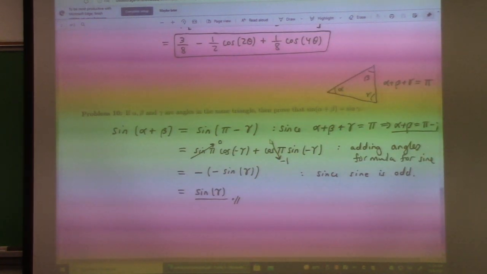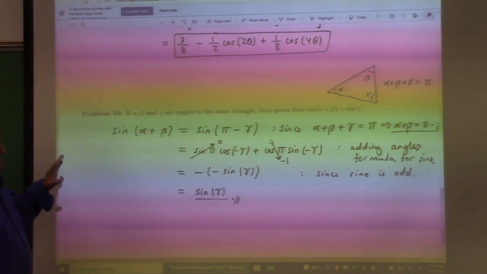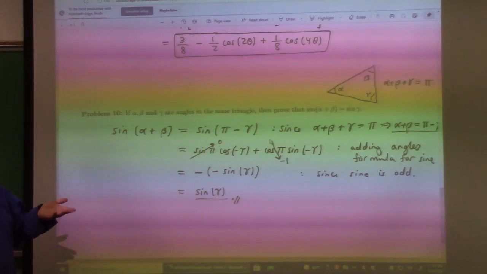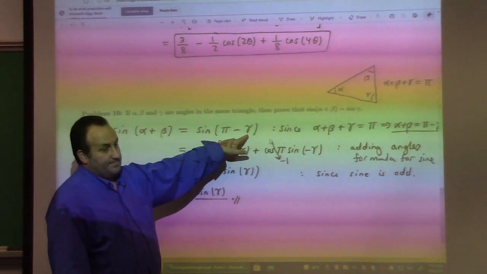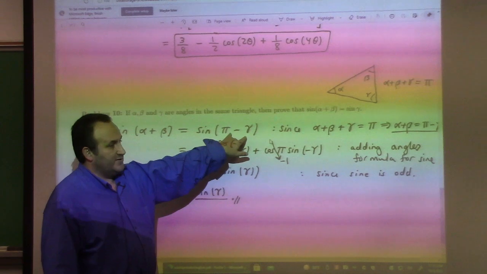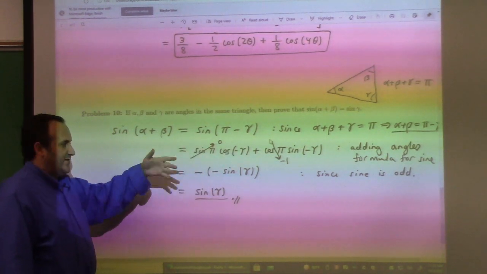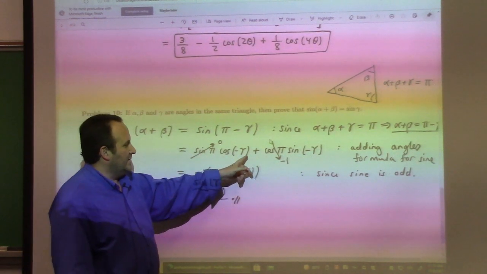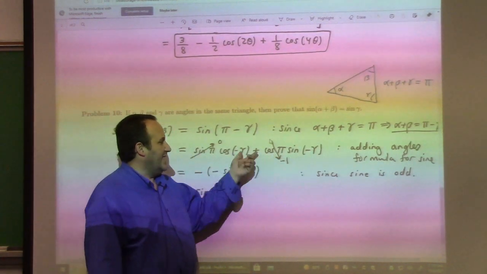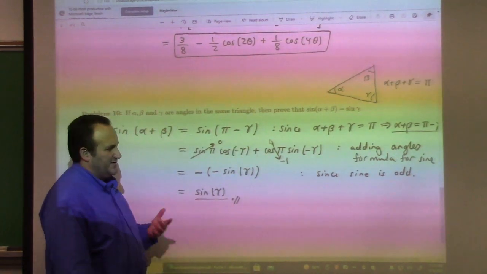And the last one, you just have to work through it. The key here is that the sum of the angles in a triangle is 180 degrees or pi radians. So I know alpha plus beta plus gamma is pi. So I can trade alpha plus beta for pi minus gamma. Then I've got the sine of a difference, so I can use the adding angles or the subtracting angles formula for sine, which gives me sine pi cosine minus gamma plus cosine pi sine minus gamma. I used the adding angles formula on minus gamma. I didn't use the difference formula.